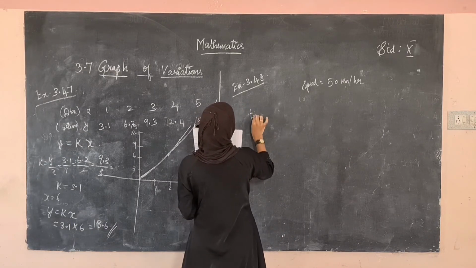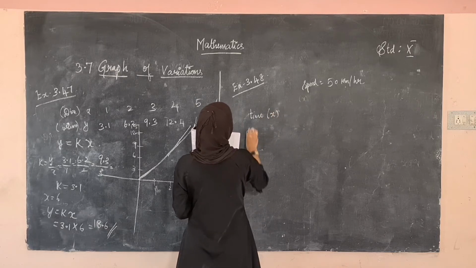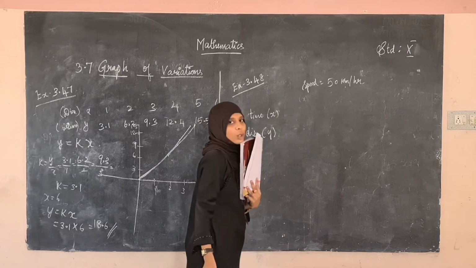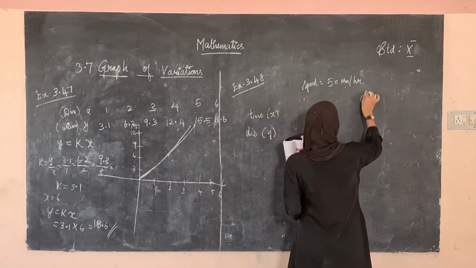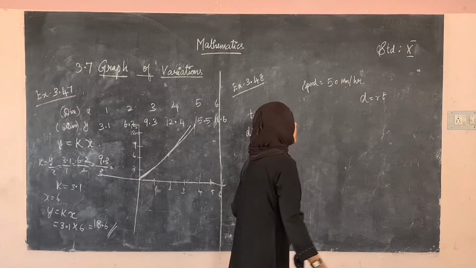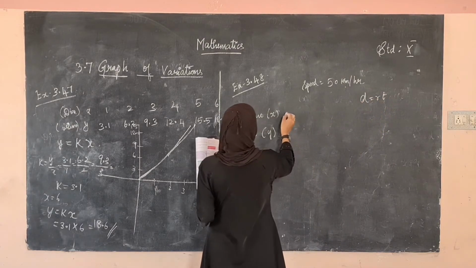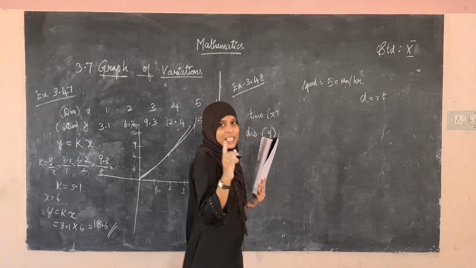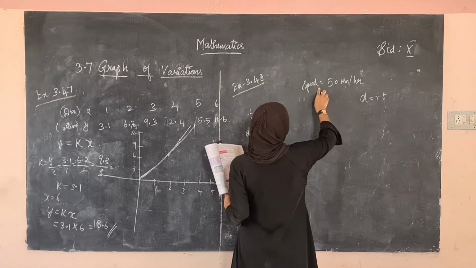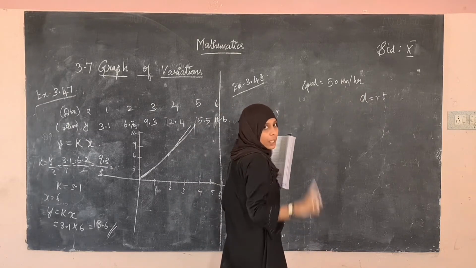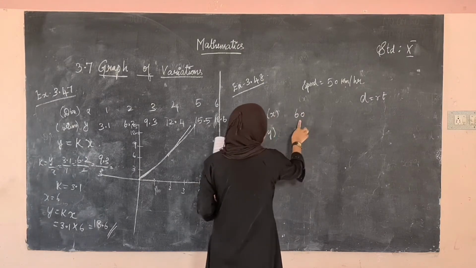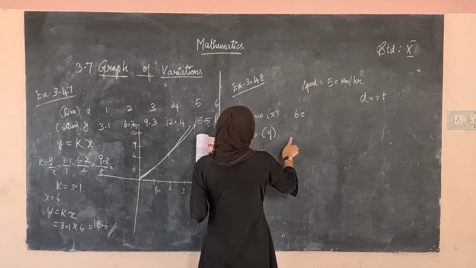In the table we are taking time taken as the x-axis and distance covered as the y-axis. The speed they have given is 50 km per hour. The formula is d is equal to r into t, distance is equal to speed into time taken. Now shall we take 1 hour? 1 hour means 60 minutes, right? So we take it as 60.